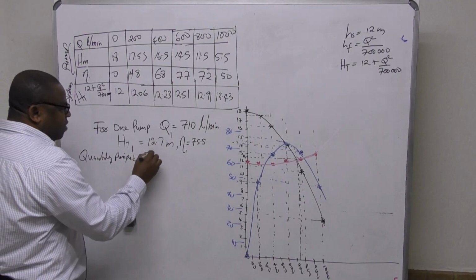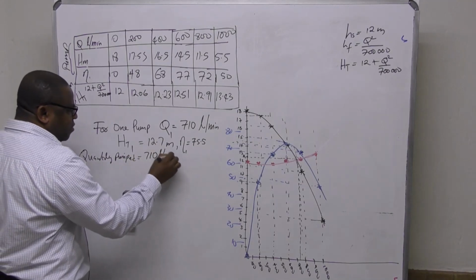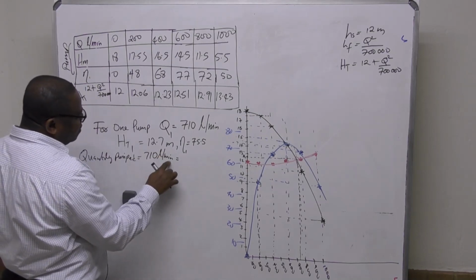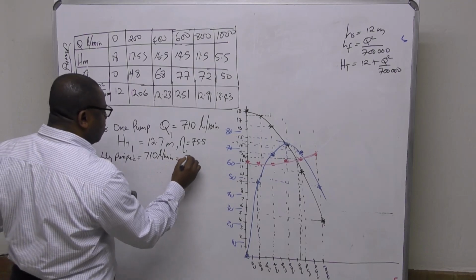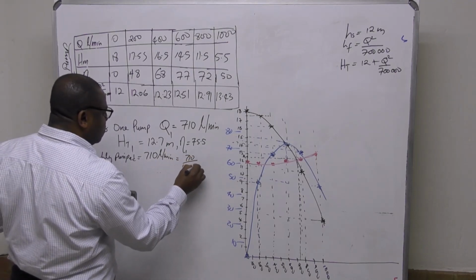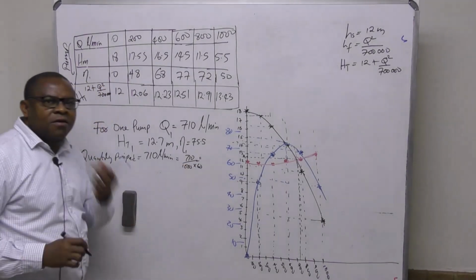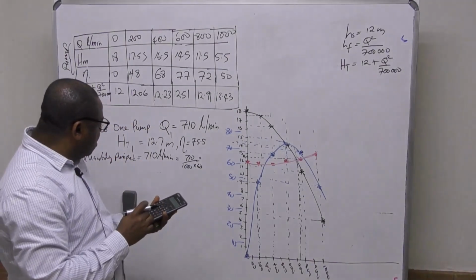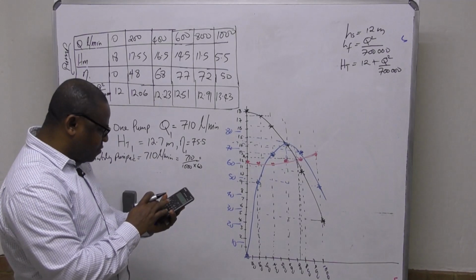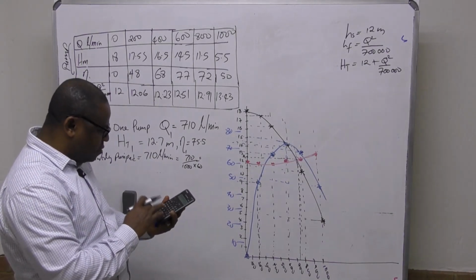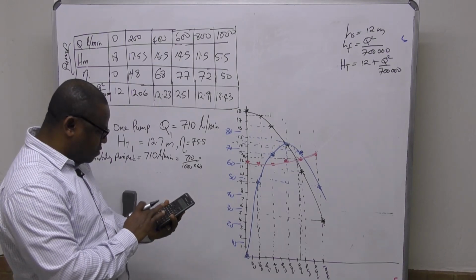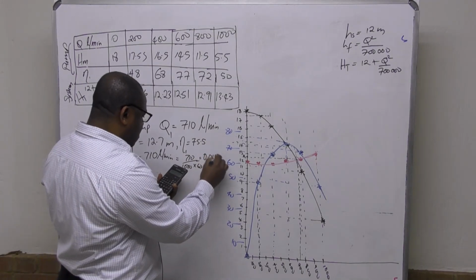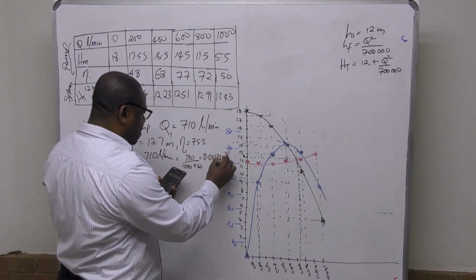The quantity pumped is that 710 liter per minute, which is the same thing as, you can divide by 1,000 to make it in meter cube, over 60 to make it in seconds. So it will be 710 over 1,000 times 60, just to put it in meter cube per second, so you have 0.0118. This is meter cube per second.